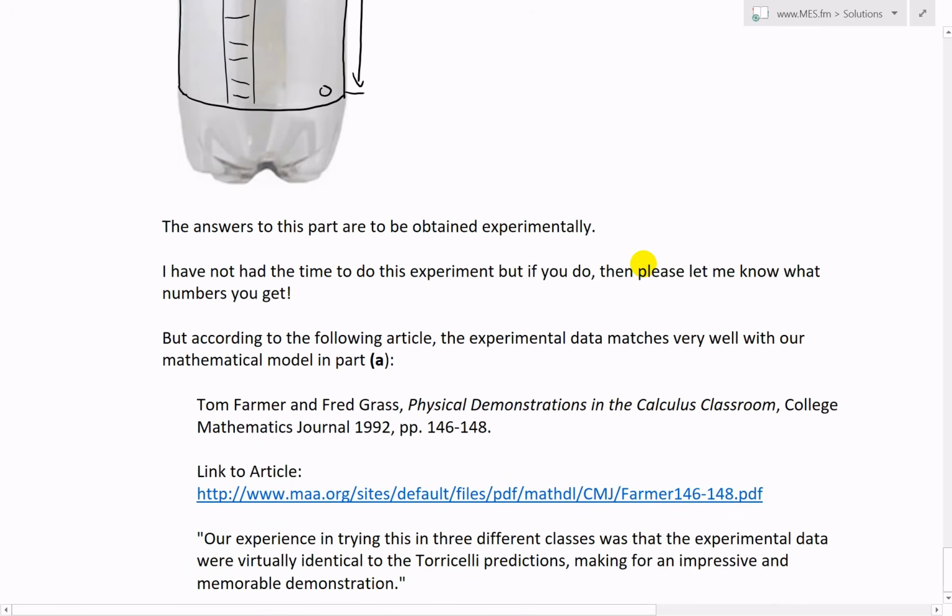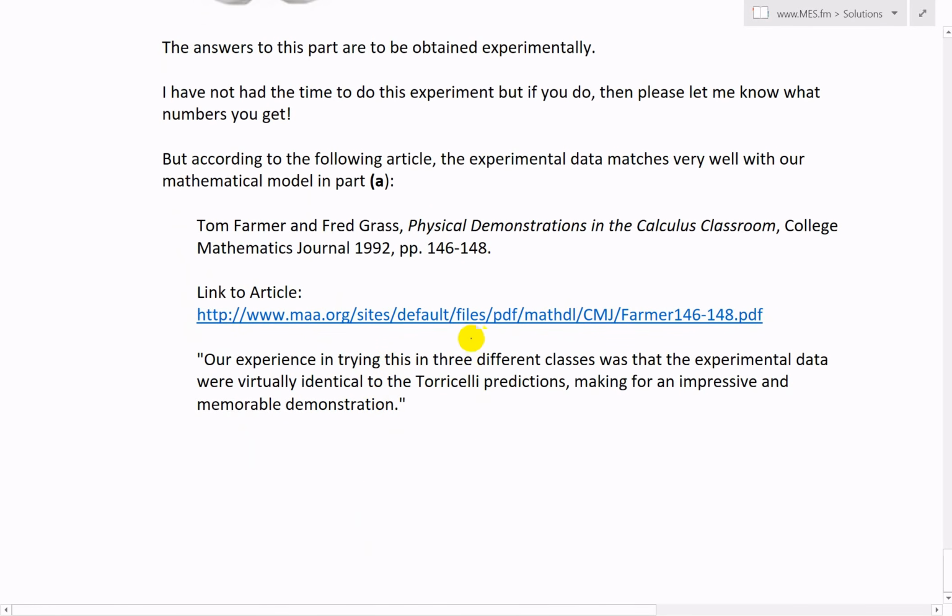I don't have that kind of time, so let's write that down: I've not had the time to do this experiment, but if you do, please let me know what numbers you get. But according to this article right here, the experimental data matches very well with our mathematical model in part A. This is the article by Tom Farmer and Fred Gass, Physical Demonstrations in the Calculus Classroom, in the College Mathematics Journal from 1992.